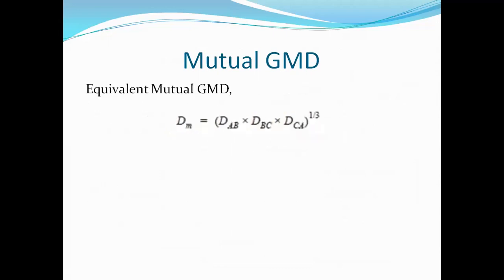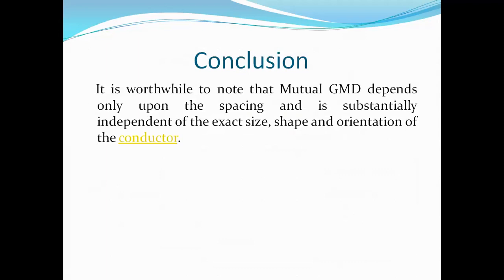Now finally, we have to find the equivalent mutual GMD. If we consider it as DM, which we already defined as the mutual GMD, this will be DAB into DBC into DCA, already found, to the power, how many combinations? Three. So it should be 1 by 3. So in this way, we can find the mutual GMD for a double circuit line. Now at the end, we can say that the mutual GMD depends only upon the spacing and is substantially independent of the size, shape, and orientation of the conductor.